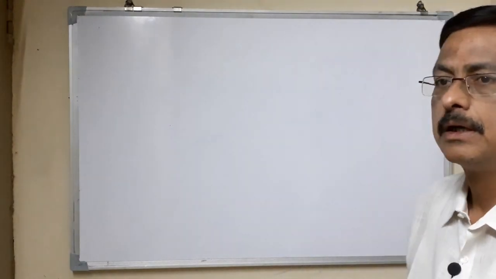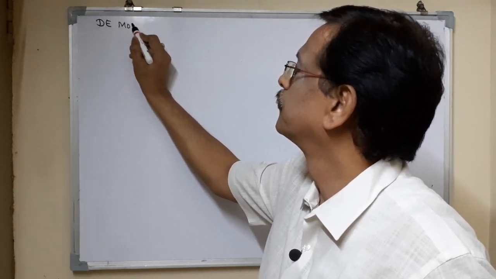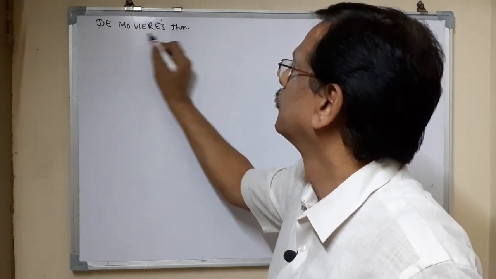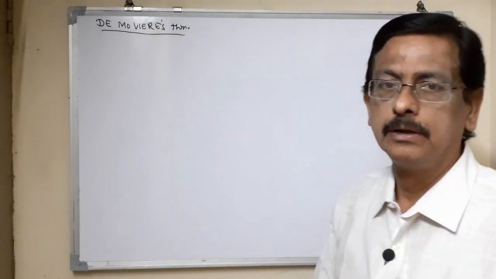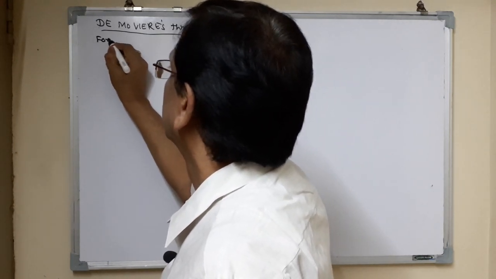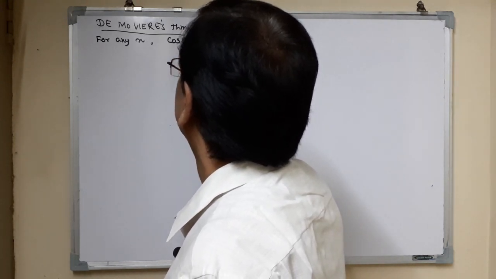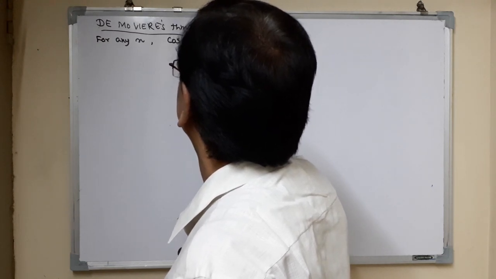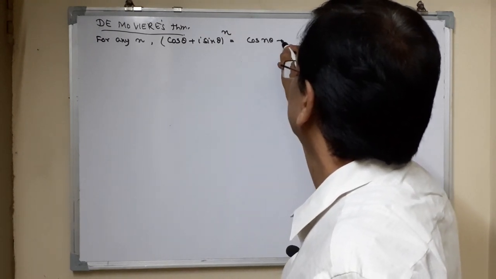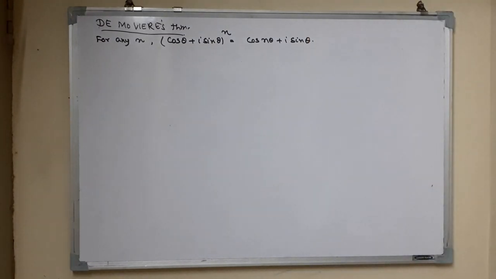In this class, I would like to discuss de Moivre's theorem and its application. De Moivre's theorem is simply, for any n, (cos theta plus i sin theta) whole power n is cos n theta plus i sin n theta. This is De Moivre's theorem.